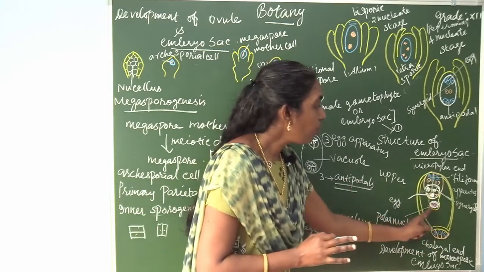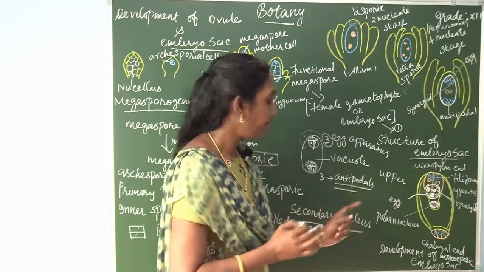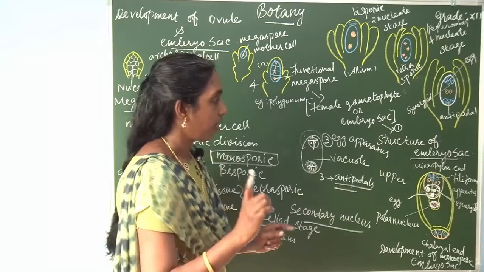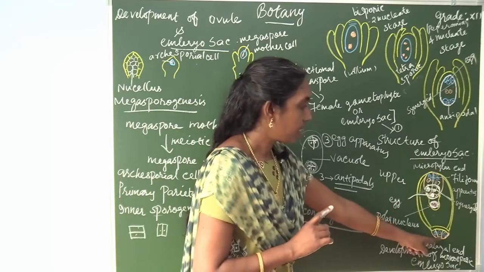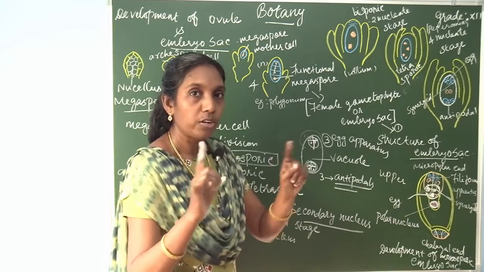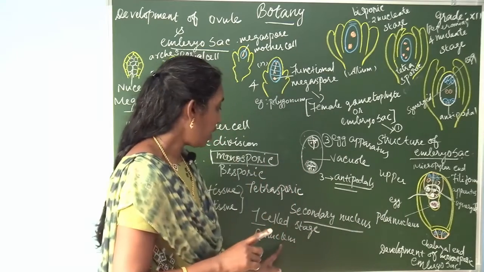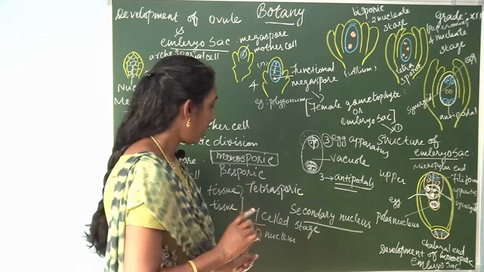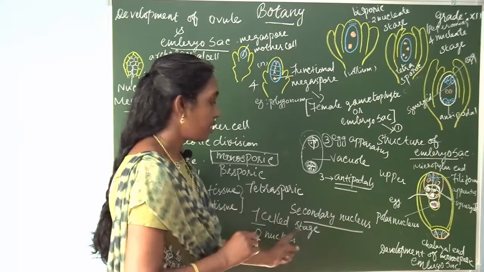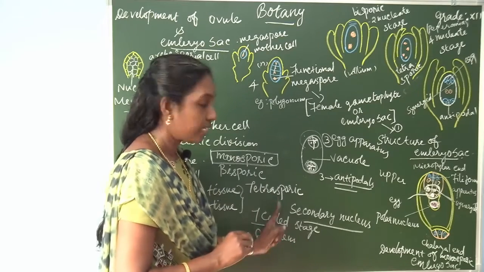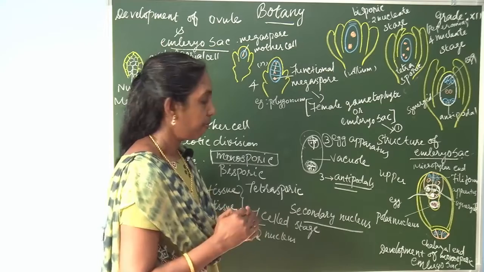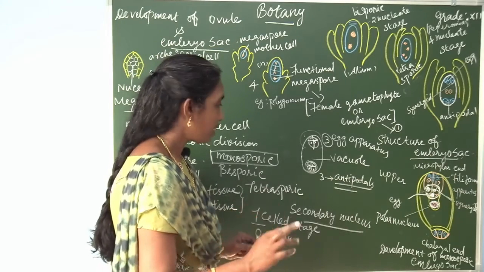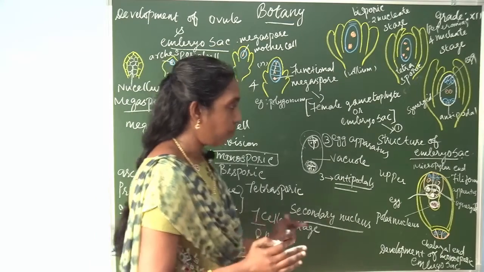If the two polar nuclei fuse together and form the secondary nucleus, the secondary nucleus is considered as one cell. So 3 plus 3 plus 2 polar nuclei means it becomes 8 nuclei. When the two polar nuclei fuse together, it becomes one cell as the secondary nucleus. Now it is the 7 cell stage with 8 nuclei. I hope you understand this clearly.